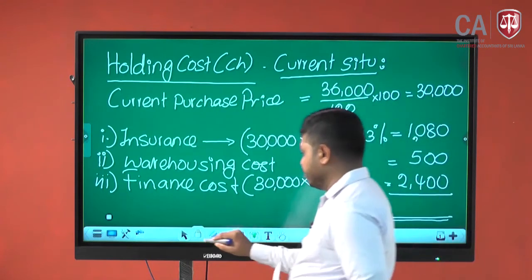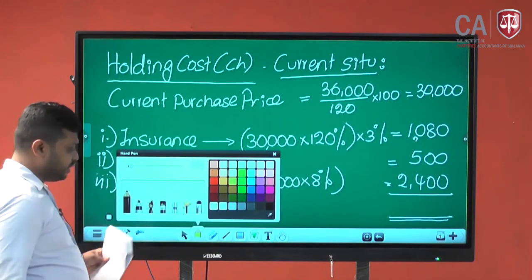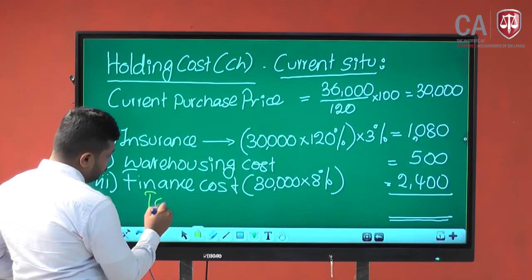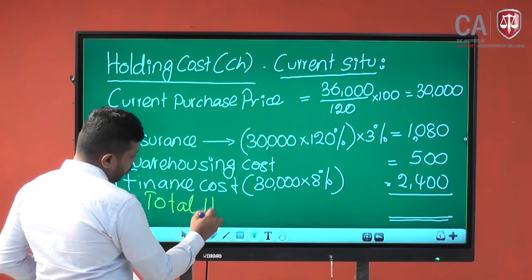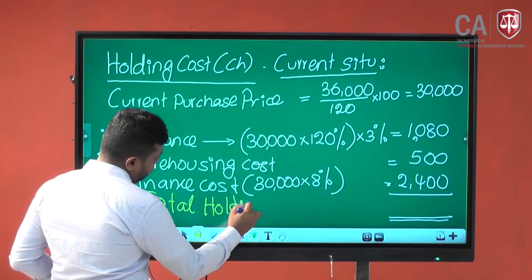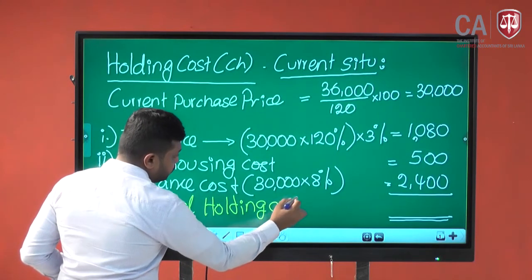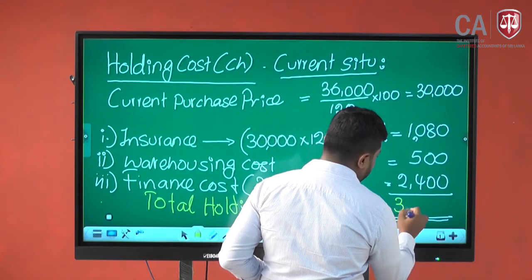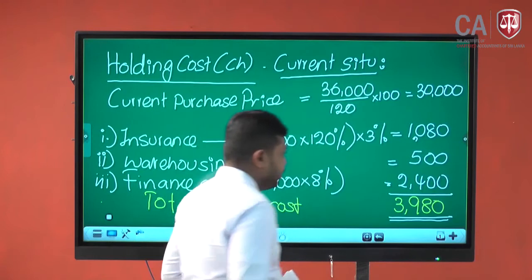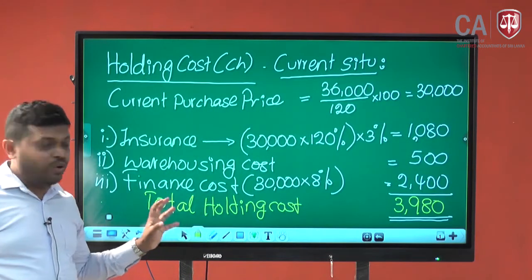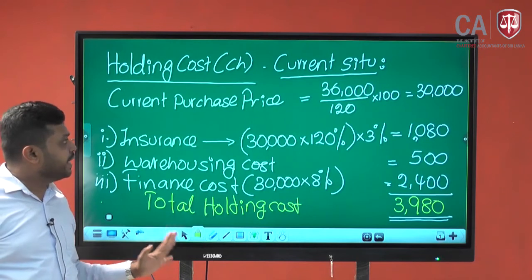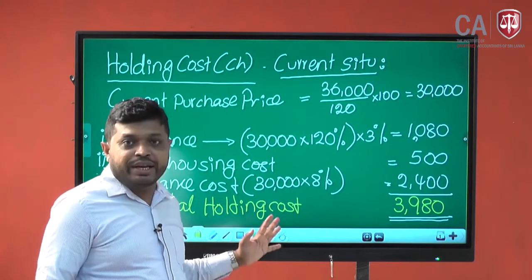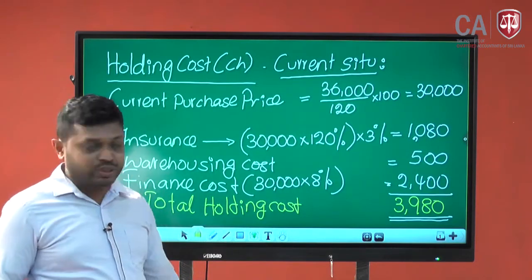Now you will get the total holding cost per unit. Holding cost total value, 3,980. Now in the present situation, your holding cost is 3,980. That is the past year, an already concluded year, where your holding cost is 3,980.